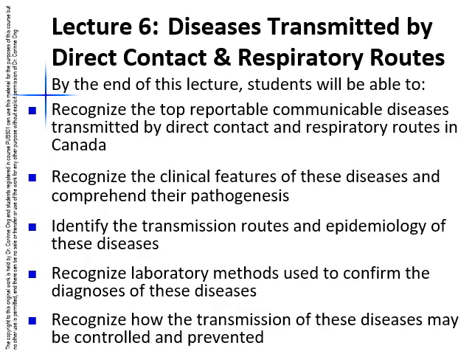This week, we'll look at communicable diseases that are transmitted by direct contact and respiratory routes in Canada, which are influenza, the common cold, SARS and COVID, invasive pneumococcal disease, tuberculosis, and invasive group A streptococcal disease. We'll also be able to recognize the clinical features of these diseases and comprehend their pathogenesis, as well as identify the transmission routes and epidemiology of these diseases, recognize laboratory methods used to confirm their diagnosis, and recognize how the transmission of these diseases may be controlled and prevented.